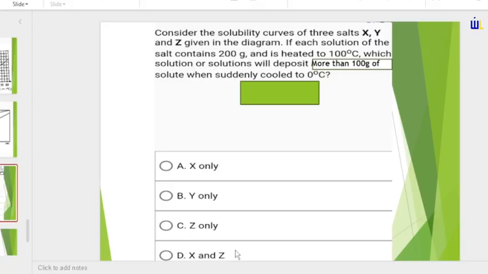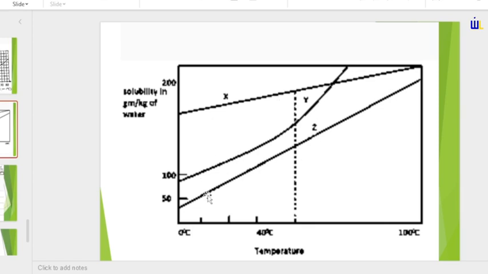So they now said, given in the diagram. Okay, so this is the diagram. What can you get from this diagram? For instance, if I ask you at 40 degrees what's the solubility, you drag it from here. You notice that at 40 degrees it is below 100-ish for Z, but at 40 degrees for Y it is above 100. At 40 degrees for X it is above 157, close to 200. Do you guys get what I'm doing?